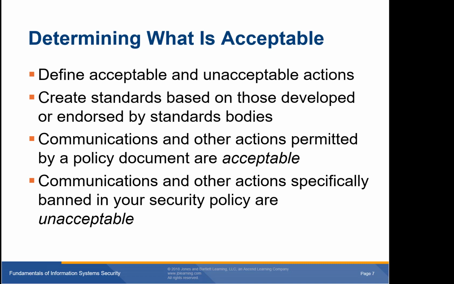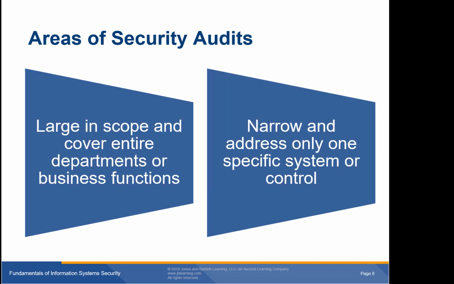Audits can be very large in scope and cover entire departments or business functions. On the other end of the spectrum, they can be narrow and address only one specific system of control. An audit provides management with an independent assessment of whether the best controls are in place and how well they work. This helps management understand and address the risks. For example, a high-level security policy audit is a review of your security policy to ensure it is up-to-date, relevant, communicated, and enforced. This type of audit also helps ensure that your policy reflects the culture of your organization.